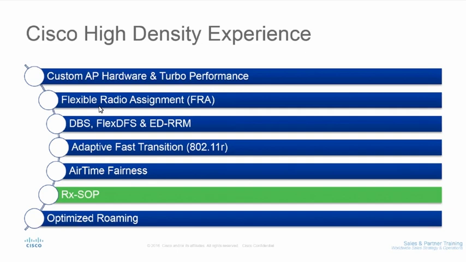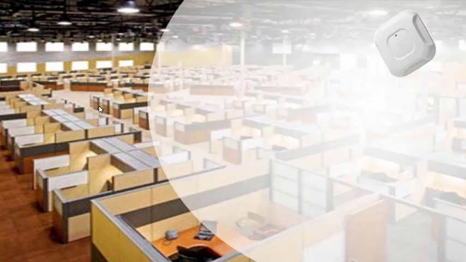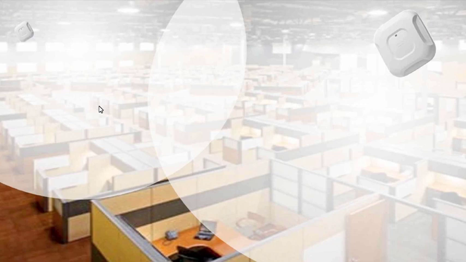So the next topic is RX-SOP, and RX-SOP stands for Receive Start of Packet. Let's describe it first. This is a super high density environment. I have a picture of a ton of desks with a lot of access points in this area, but I'm just going to show you a couple of them. So here's one AP I put up in the corner, and I'm going to color its coverage area white. Now, down the hall, there's another access point that, because of a limited number of channels, is also on whatever channel white is.